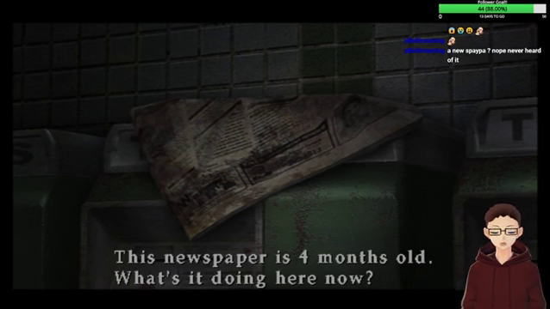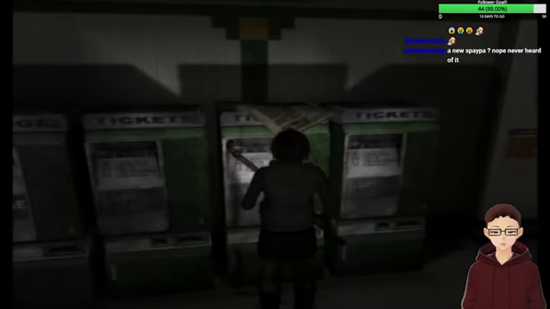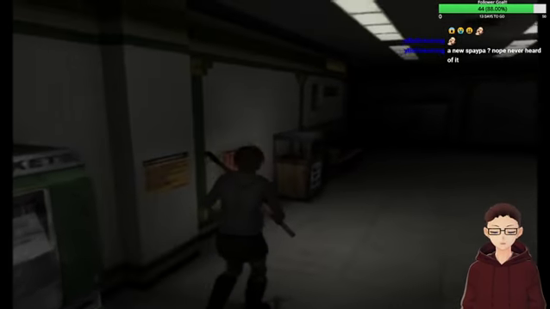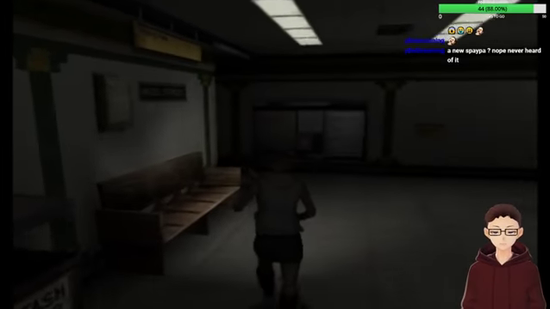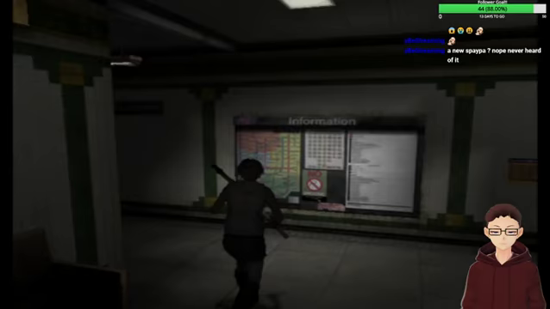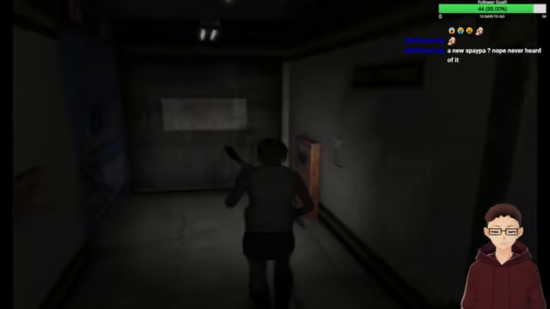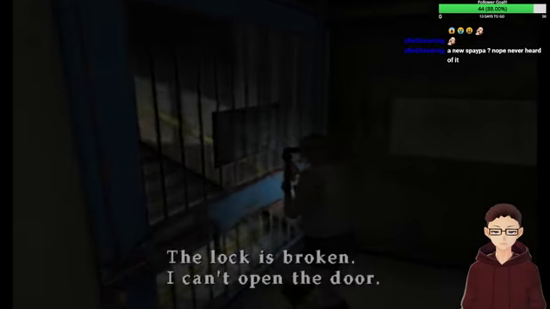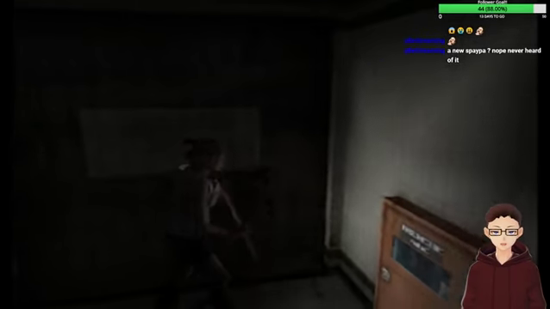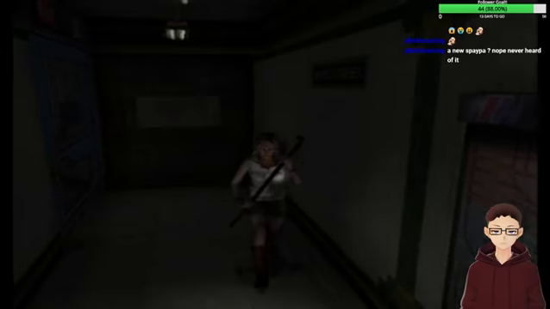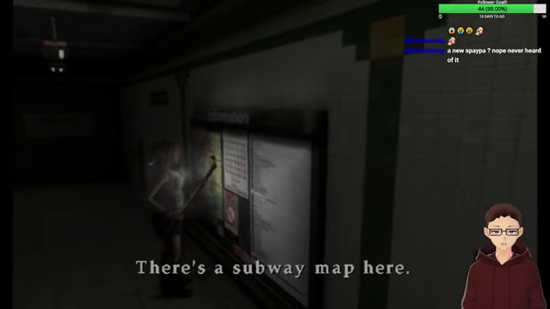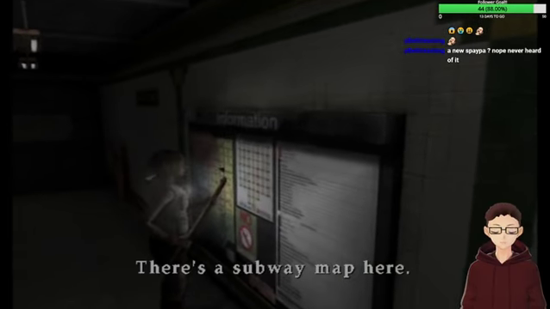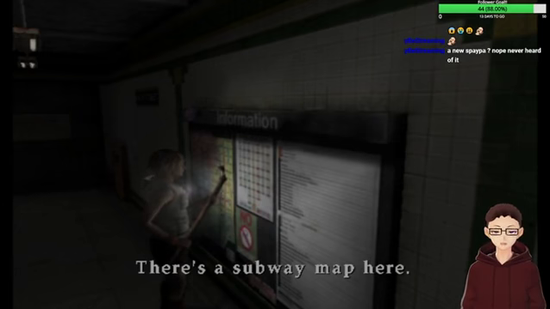The newspaper is 4 months old. What they're doing here now, your guess is as good as mine. Alright, so then that lock is also broken. Information. Ah! There's a subway map here.